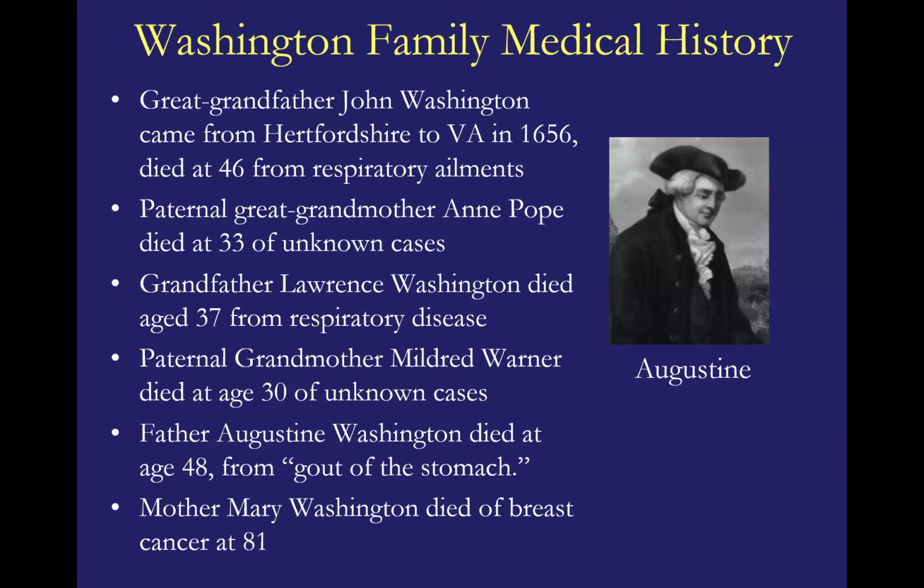So one of the things we do when we have patients that come in the first time in the office is we get their medical history, and the first thing we ask about is their family history. So for Washington's family history, his great-grandfather was the immigrant ancestor, John Washington. He came from Hertfordshire to Virginia in 1756, and he died at age 46 from unknown respiratory ailments. His paternal great-grandmother was Anne Pope. She died at 33 due to unknown causes.